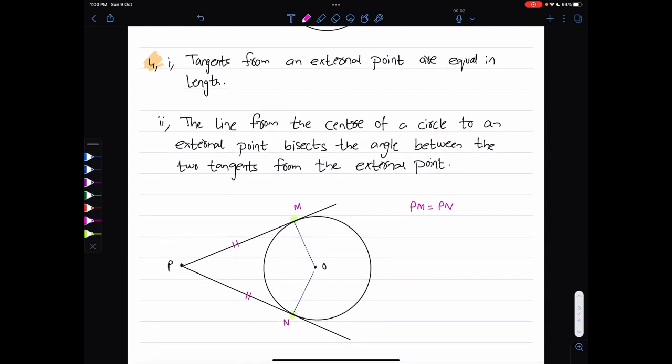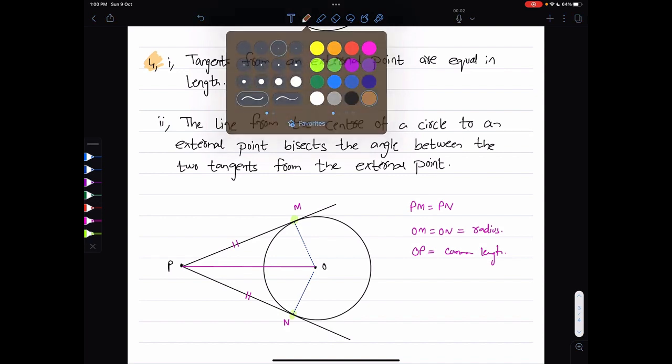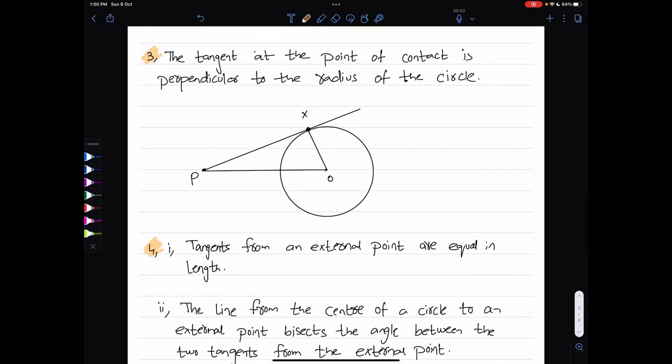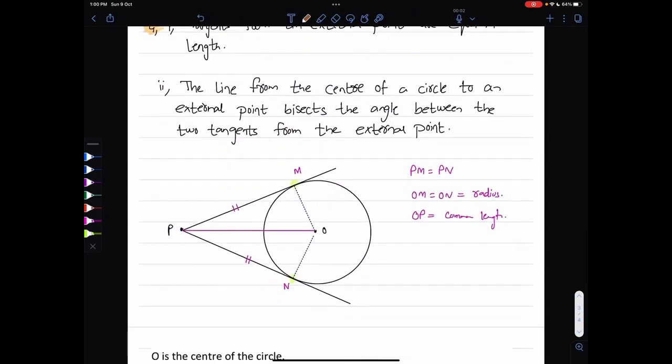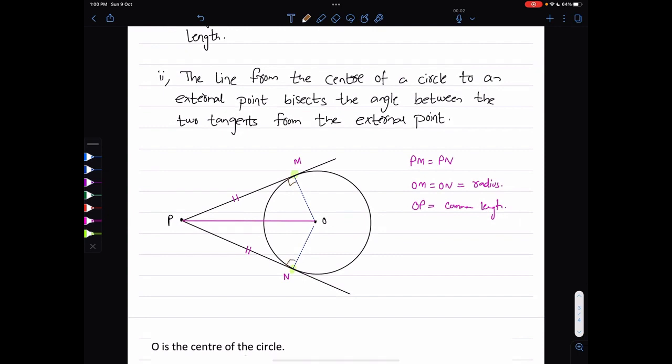Now would you also agree that OM and ON are going to be equal because they represent the radius of the circle? And OP is basically the common length. If I recall property number 3, it says that the tangent and the radius are 90 degrees to each other. So you are getting two right angle triangles over here.